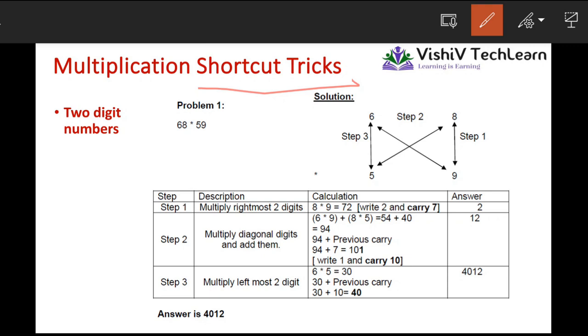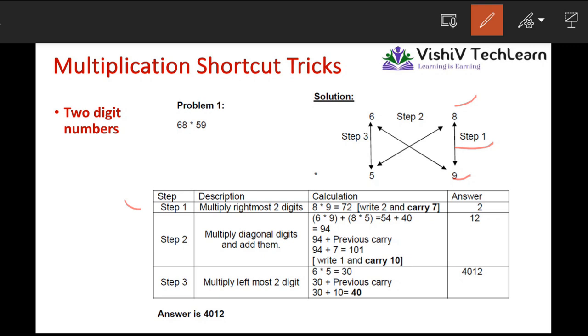So this shortcut trick, by using this trick we can do the calculation of 68 into 59. Now let's see how we can do this calculation, 68 into 59. So here are the 3 steps: step 1, step 2 and step 3. By using these 3 steps we are going to do the calculation. So the first step says that we have to multiply 8 and 9. So this is step 1.